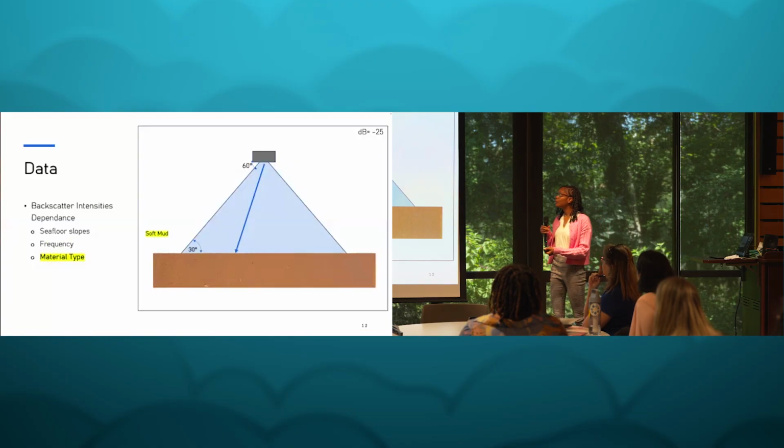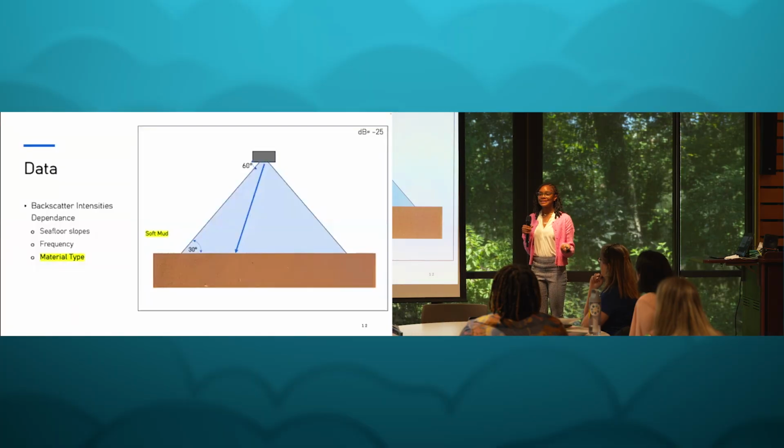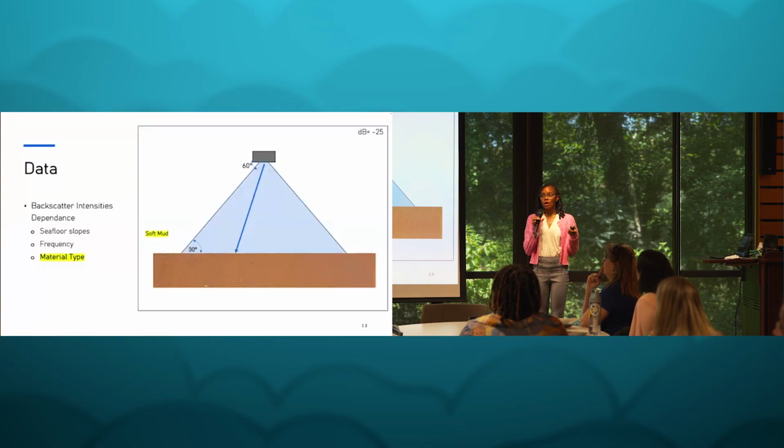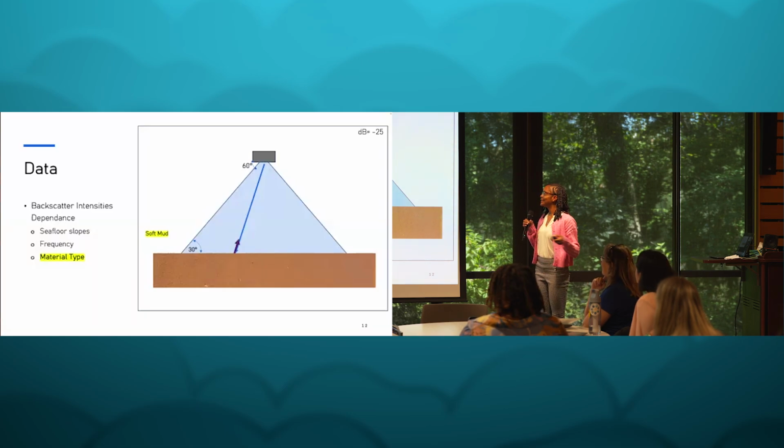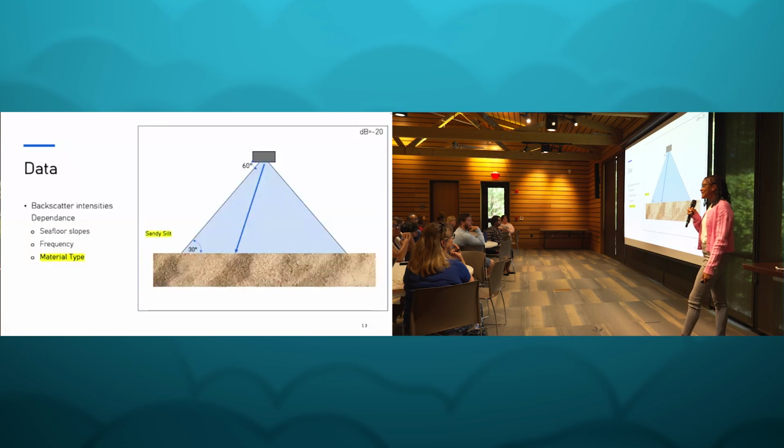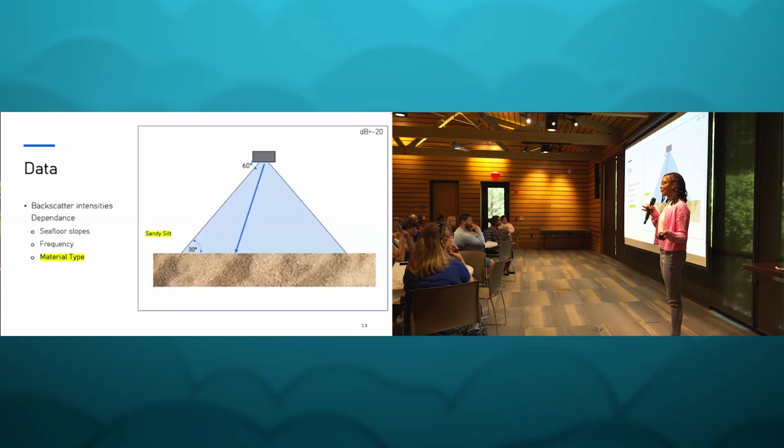The last factor of the backscatter intensities would be the material type. So here we have soft mud with the least backscatter intensity, and the amount of energy that is reflected back to the sonar would be less, as you can see by this arrow. And here we have sandy silt, which is another type of material. The dB here is -20, and it shows that a little bit more of the energy is reflected back to the sonar.